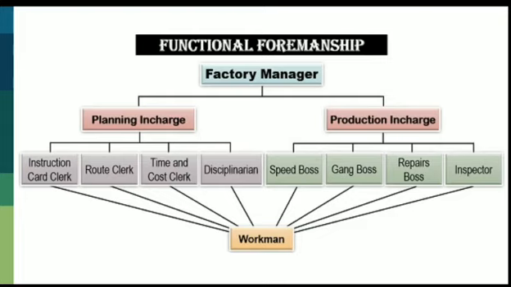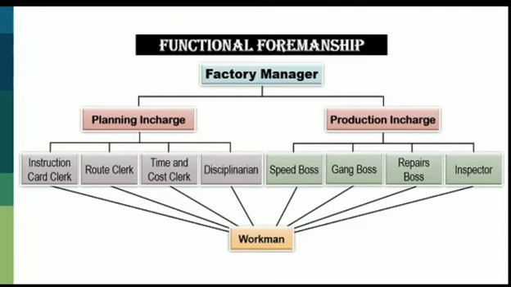He is the head managing the whole factory. Under him there are two departments, that is planning department and production department. We have planning in charge in planning department and production in charge in production department. Under planning in charge again there are four foremen, that is instruction card clerk, route clerk, time and cost clerk, and disciplinarian. We have production in charge. Under him there are again four experts or foremen, that is speed boss, gang boss, repair boss, inspector.